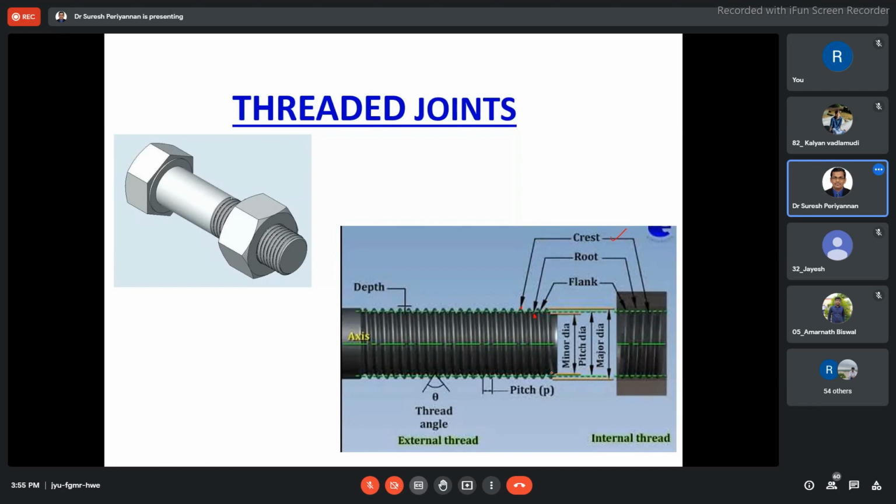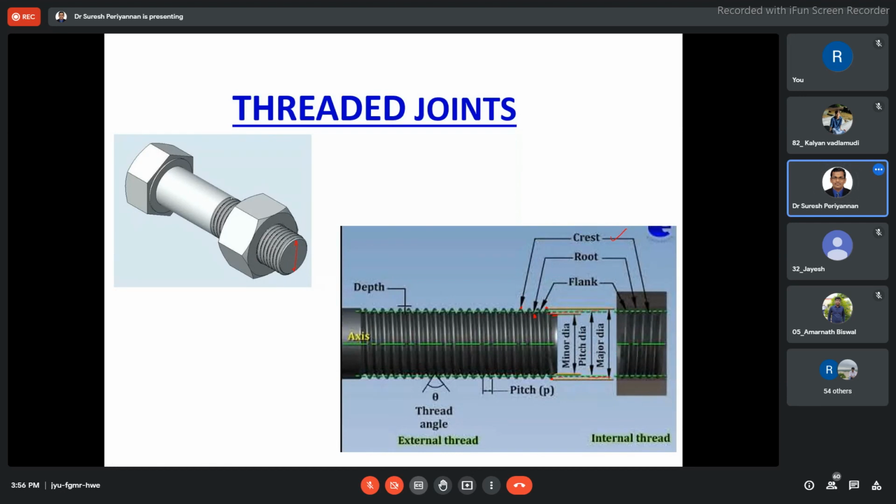Now this is the minimum diameter, this one, the diameter without the threaded portion. And this is the maximum diameter, from the top crest to the bottom crest. In between, this is the pitch diameter. This is the pitch diameter of the nut.